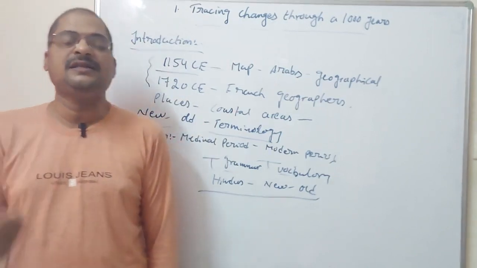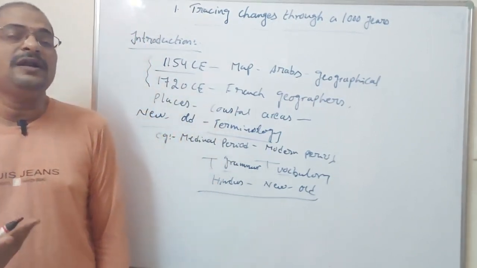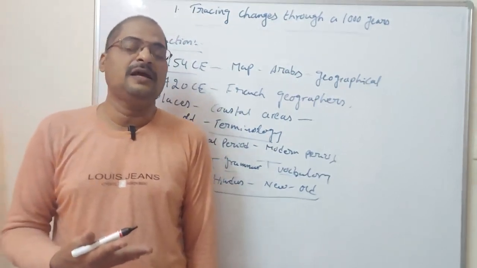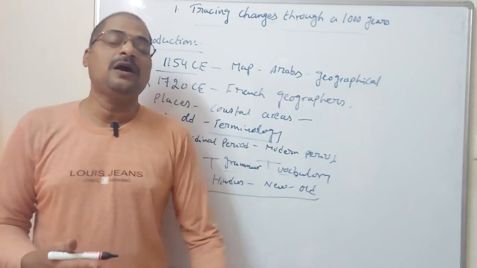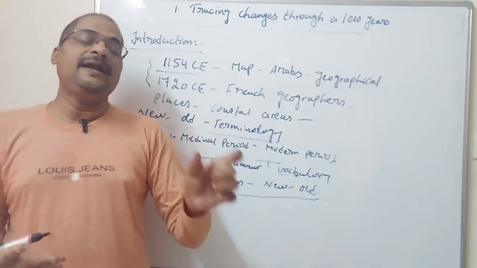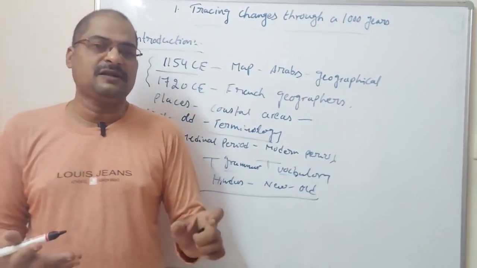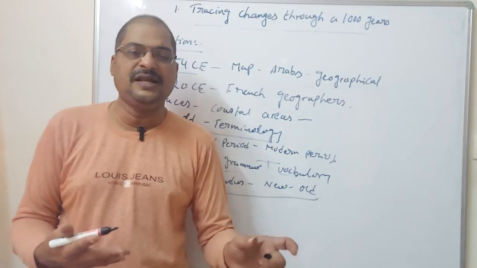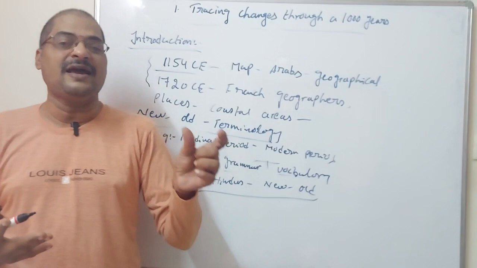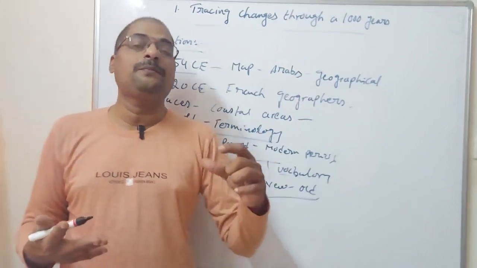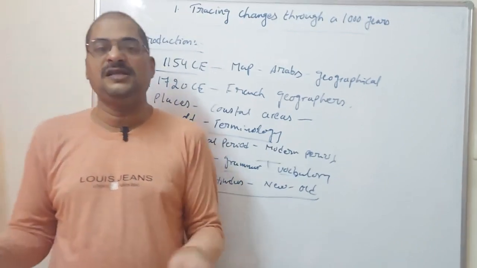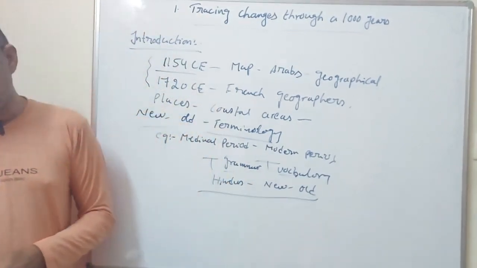For example, in olden days we called the period the Christian era, and we used AD and BC, after the death of Jesus Christ and before the death of Jesus Christ. BC and AD have been changed to BCE and CE, before Christian era. Era means a period. Such changes in terminology have been going on since olden days.